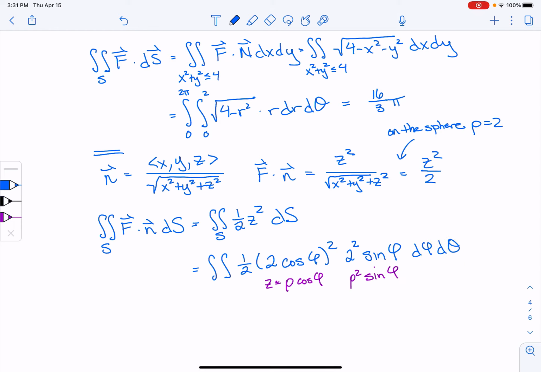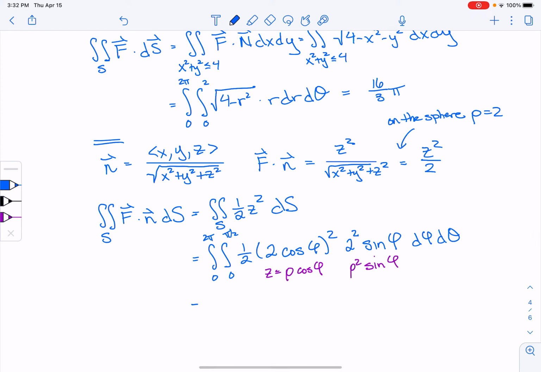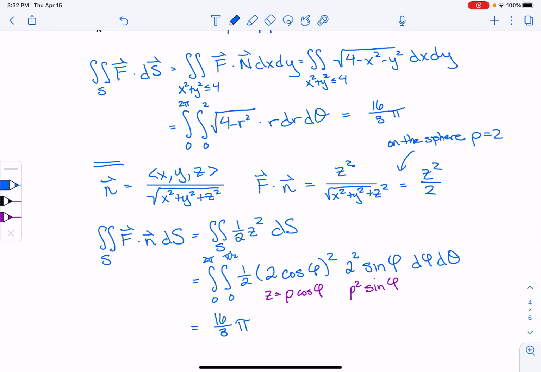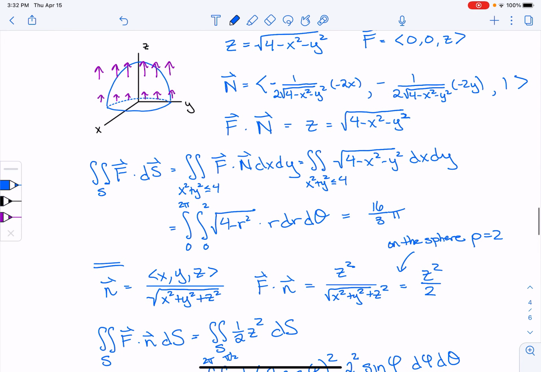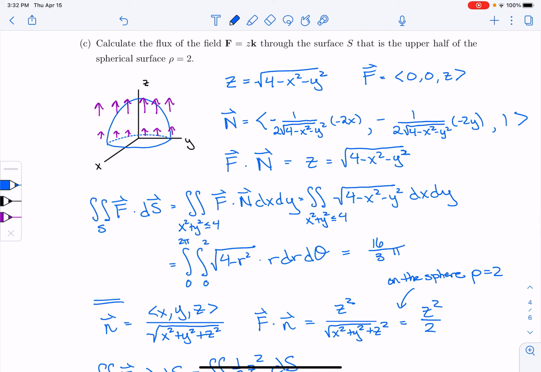Okay, this is going to be the top half of the sphere. And so phi is only going to go from 0 to pi over 2, and then theta is going to go from 0 to 2 pi. Now this is a double integral, which you are capable of computing yourselves. And so if you do that, you will again get 16/3 pi. So this is 2 different ways to compute the flux through the upper half of this sphere, if my vector field is 0, 0, z, or z times the k direction.